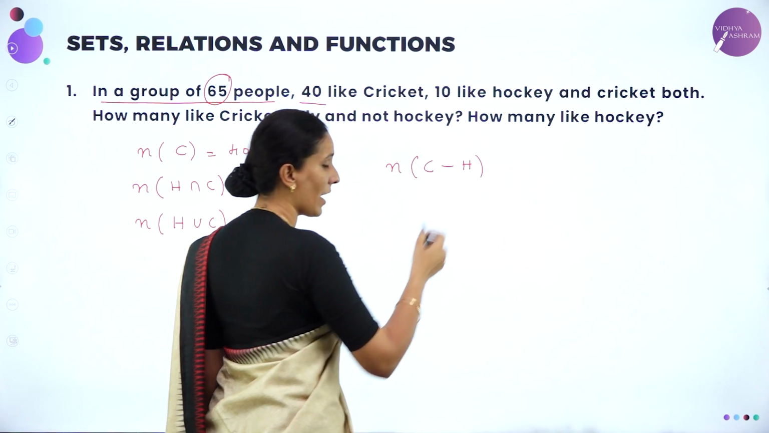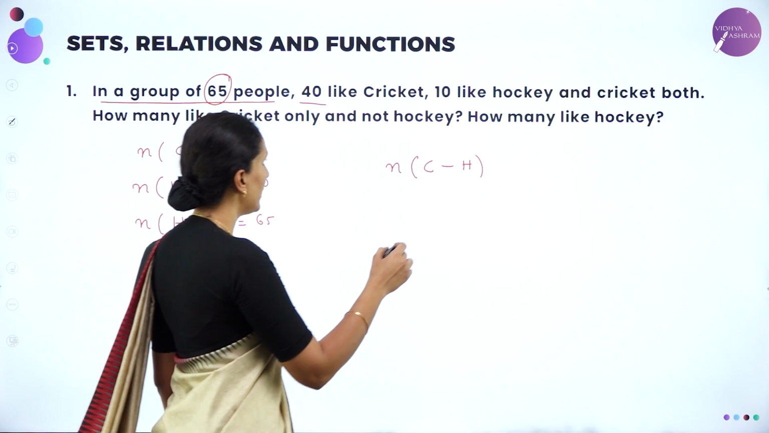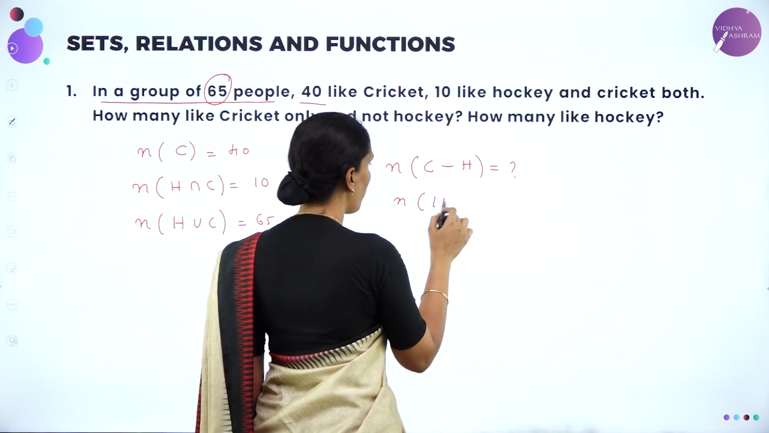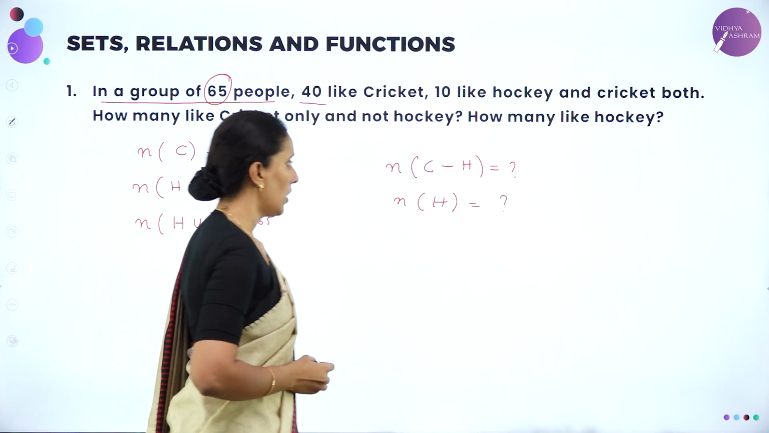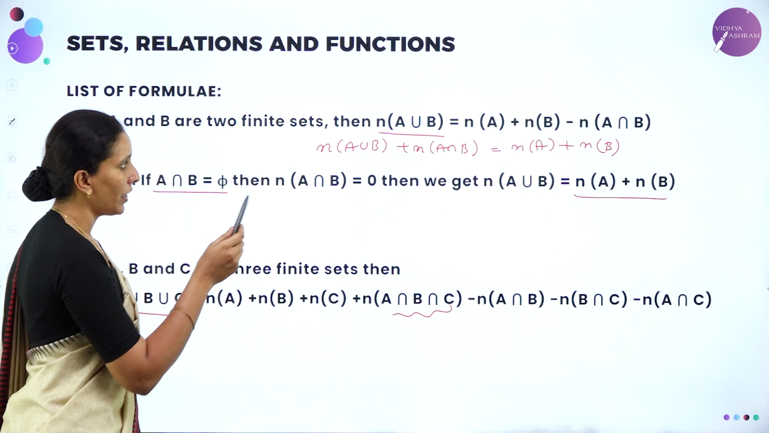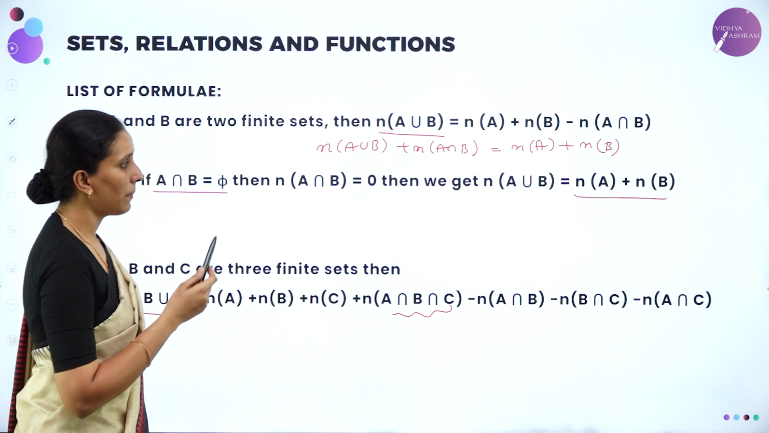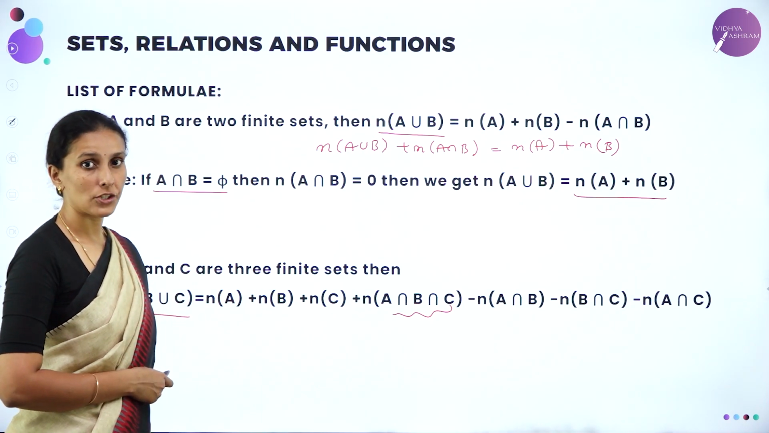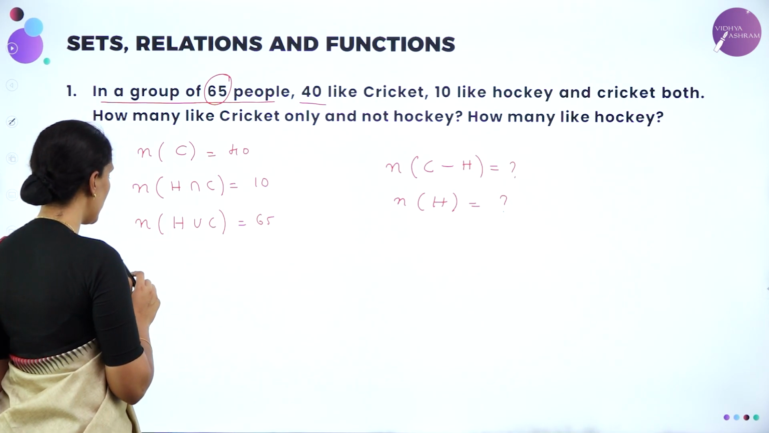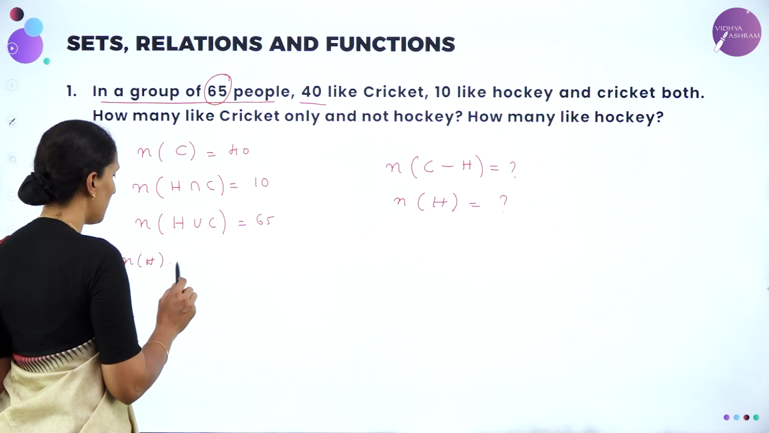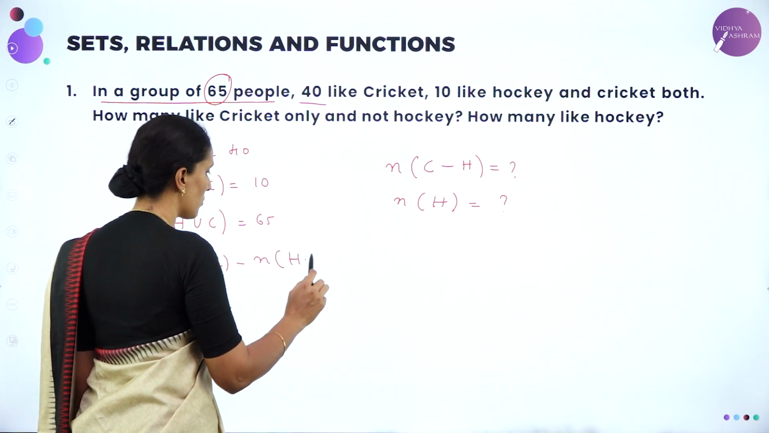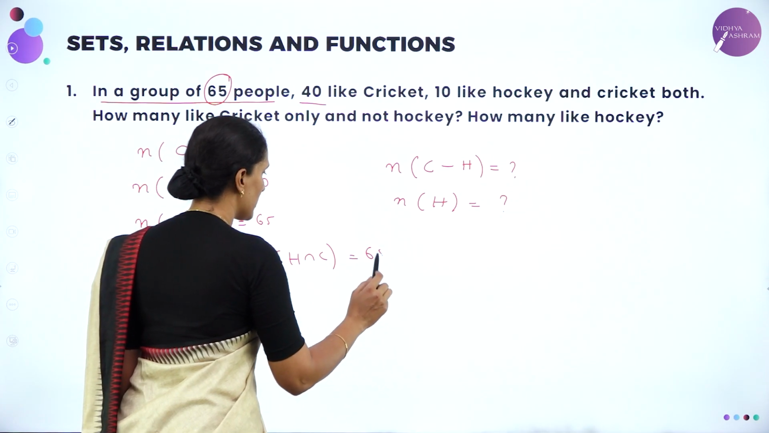That means n of C minus H. So then how many like hockey? That is the number of people who like hockey. Now using the formula of cardinality, we know that n of A union B is nothing but n of A plus n of B minus n of A intersection B. Similarly here, n of H union C can be represented as n of H plus n of C minus n of H intersection C. So this is equal to 65.